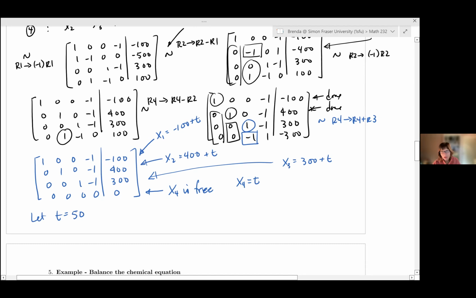Sometimes when you end up with a variety of solutions, you might want whole numbers only, at which point you would select a parameter to hopefully, if it's possible, give whole number solutions. In this case, it doesn't matter, but I'm going to just let t be equal to 50, and that allows me to calculate all of the flows. That gives me x4 is equal to 50, x3 is equal to 350, x2 is equal to 450, and x1 is equal to minus 50.